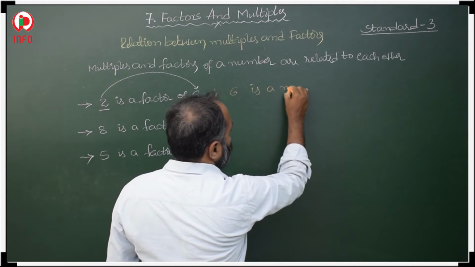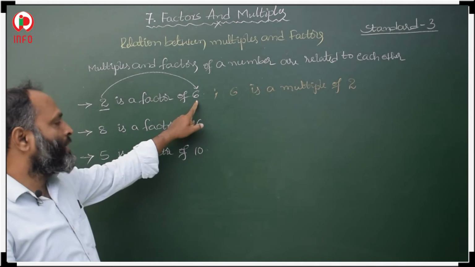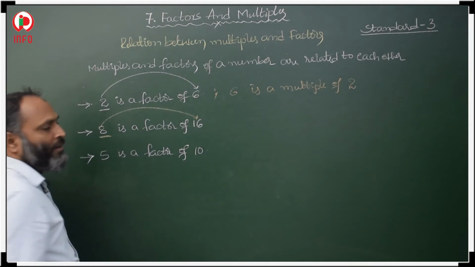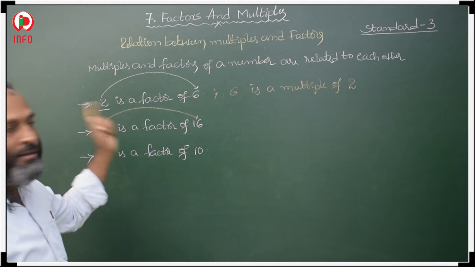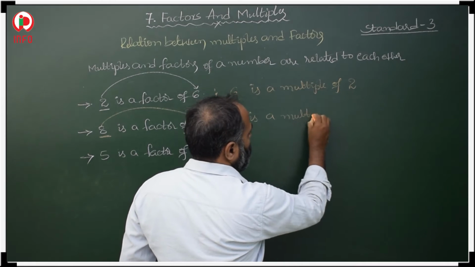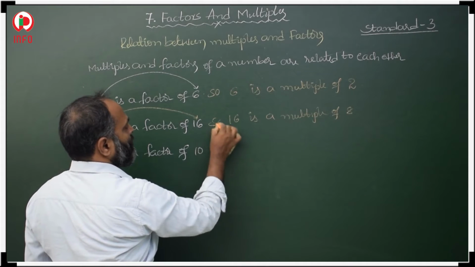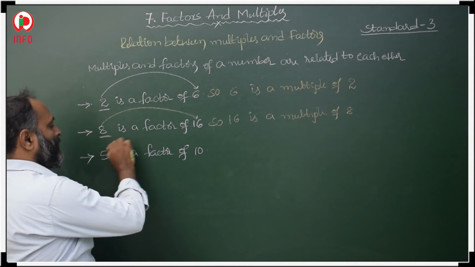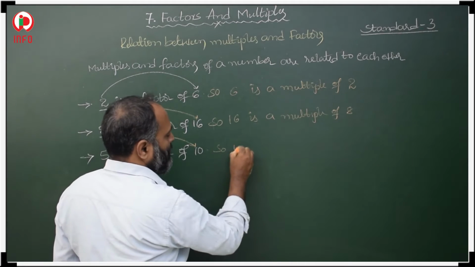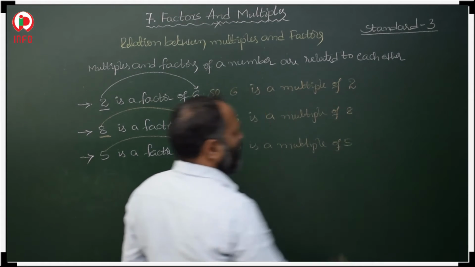6 is a multiple of 2. If 2 is a factor of 6, then 6 is a multiple of 2. The reverse also holds. If 8 is a factor of 16, then it means 16 is a multiple of 8. Here 5 is a factor of 10. So if 5 is a factor of 10, that means 10 is a multiple of 5.